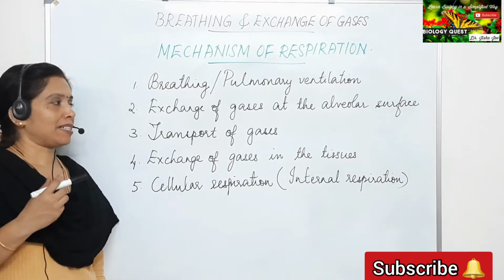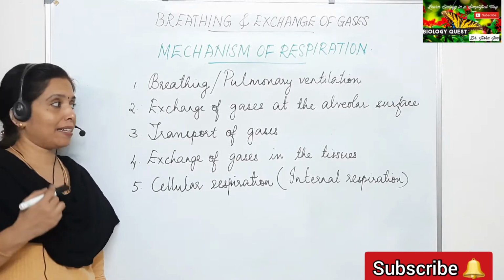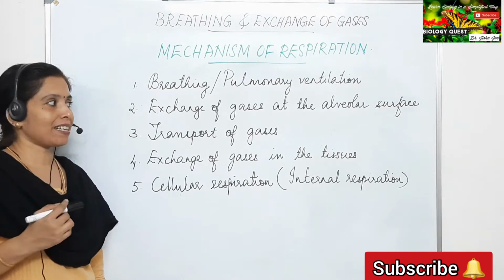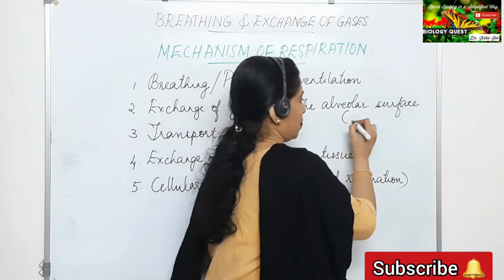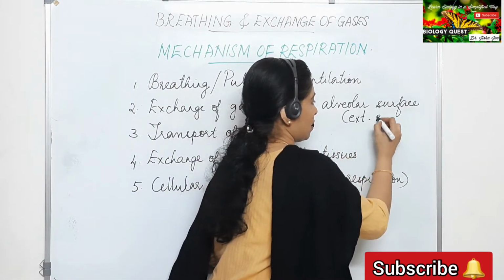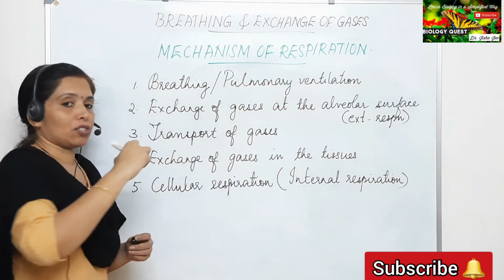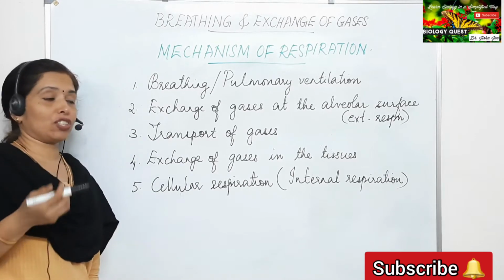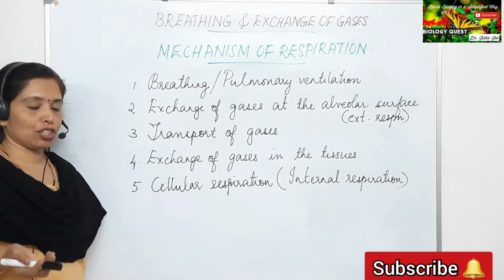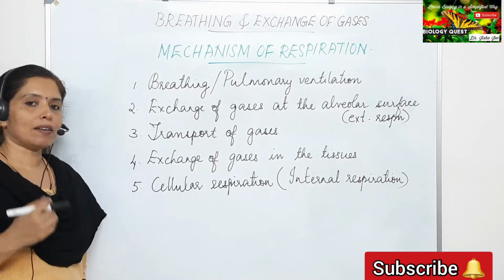Breathing, that is the first step. Second step is the exchange of gases at the alveolar surface. It is otherwise called external respiration. The third step is the transport of gases. The fourth step is the exchange of gases in the tissues, and the fifth step is cellular respiration.